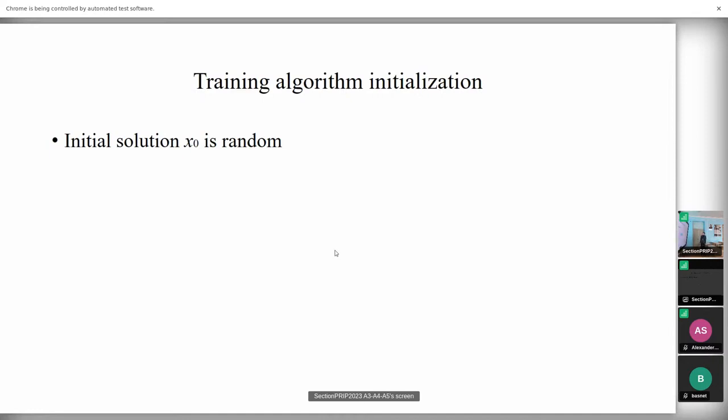Initial solution X0 is random. We can generate it in any way. It should only be a correct solution, with no more limitations than this. Next slide.